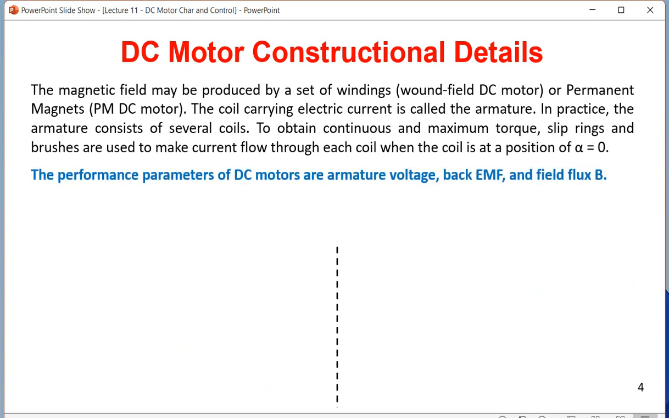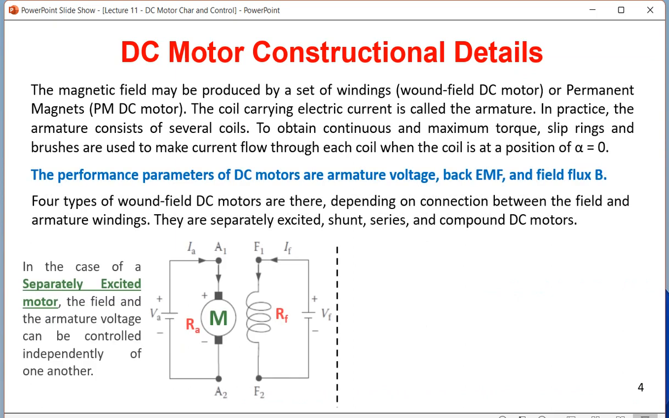So the magnetic field may be produced by a set of windings, which is called a field winding, or a wound field DC motor, which I am calling a field coil, and permanent magnet. So either it is by field winding. If field winding is not there, you want a lighter motor. In that case you have to use the PM type, that is permanent magnet type of DC motor.